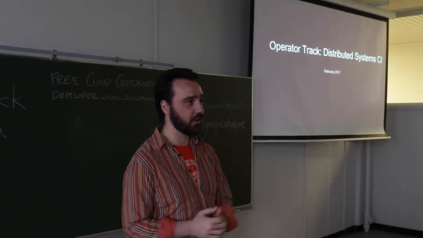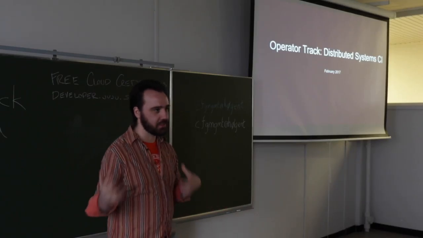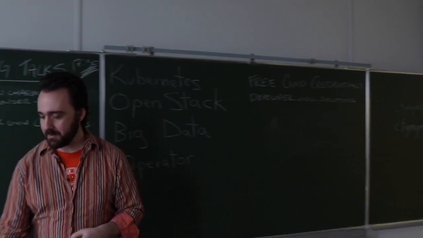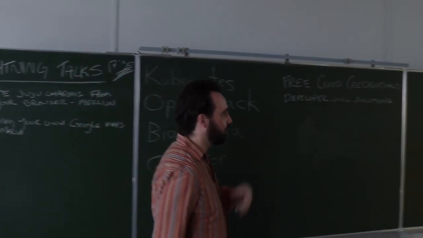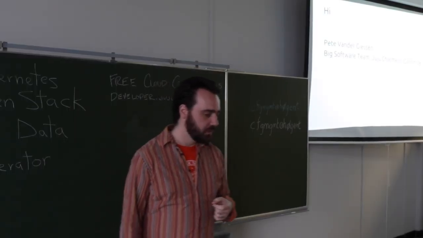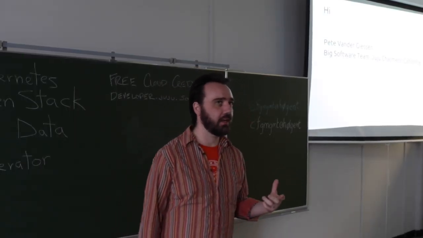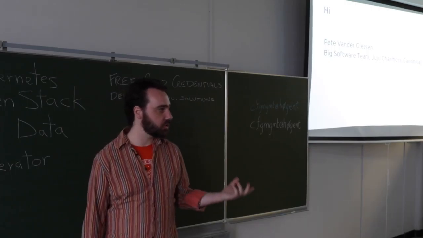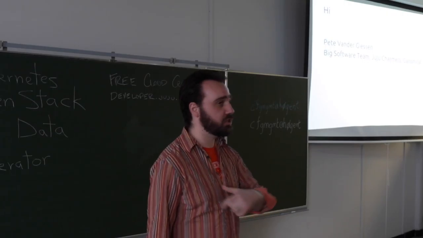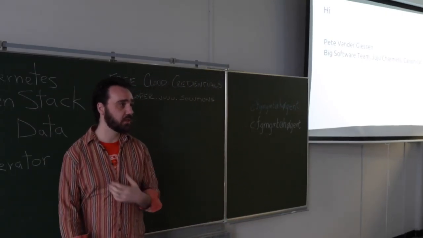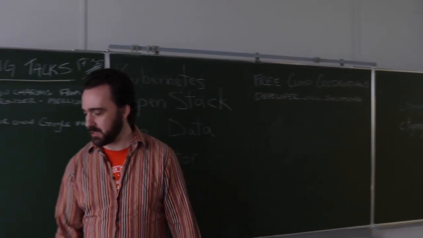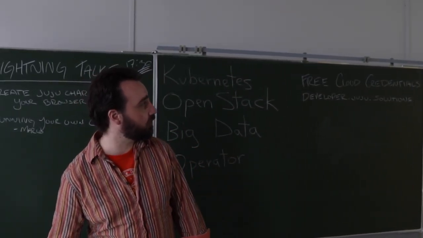So CI, continuous integration, build, test, release, CI cycles. People like them. They can be a little bit tricky to set up sometimes, and we'll go over that. So I'm Pete Vanderbeest, and I'm on the big software team. At Canonical, we basically write and provide support for big data charms. But this thing that I'm talking about right now is actually intended to be a general CI system for charms. And could even be expanded to, again, in principle, be a CI system for anything managed by config management software.